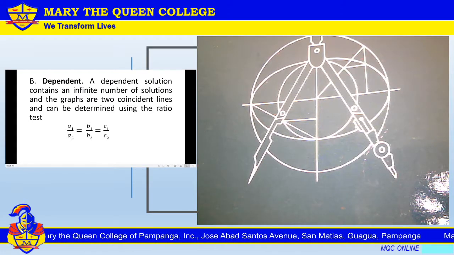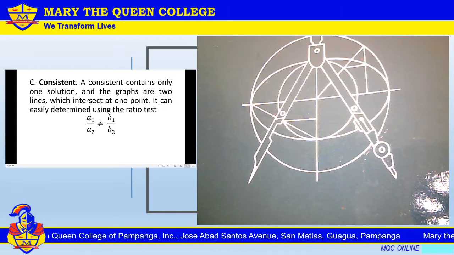Then the third one is the consistent system. A consistent system contains only one solution, one exact ordered pair. The graphs are two lines which intersect at one point. It can easily be determined using the ratio test: a sub 1 over a sub 2 is not equal to b sub 1 over b sub 2.